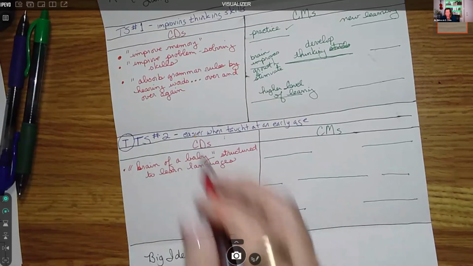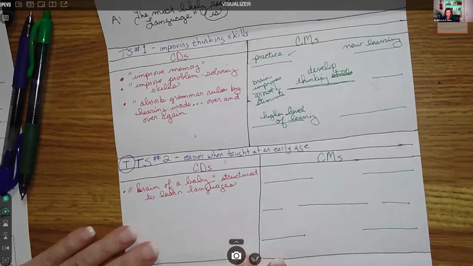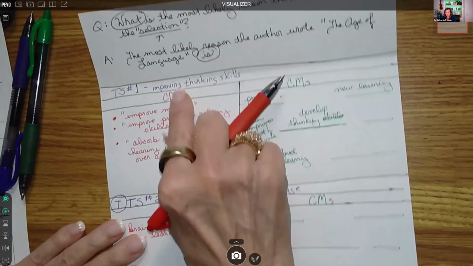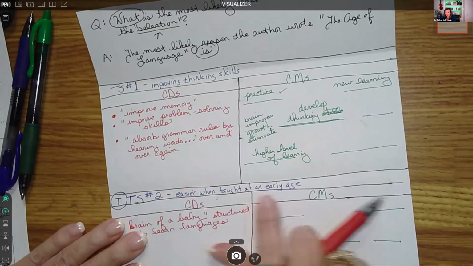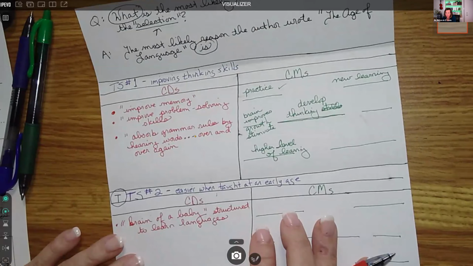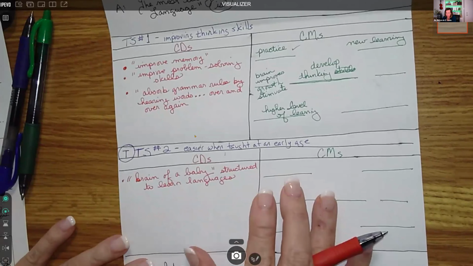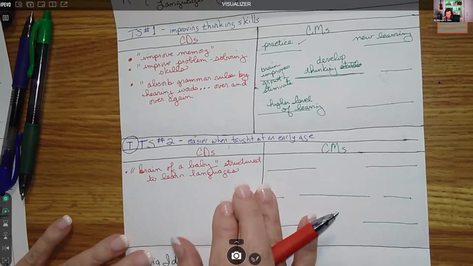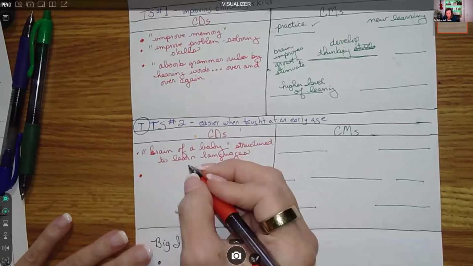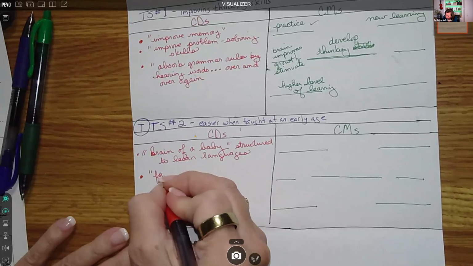Maybe they have 1 or 2. That's it. But it's better. And maybe they just have that. The most likely reason the author wrote The Age of Language is to improve thinking skills at an early age. They're going to get a point just for that, right? So let's at least get a point or 2. So the brain of a baby structured to learn languages, right? This other part was interesting to me about being younger is the part about that they form accents.